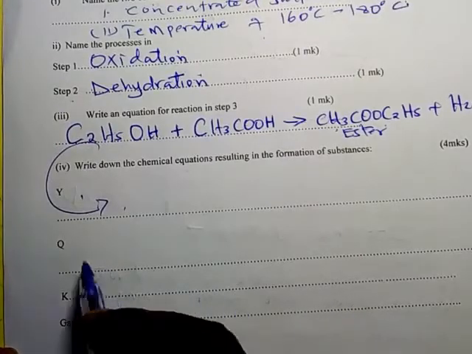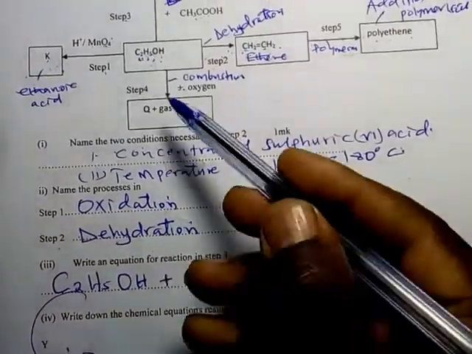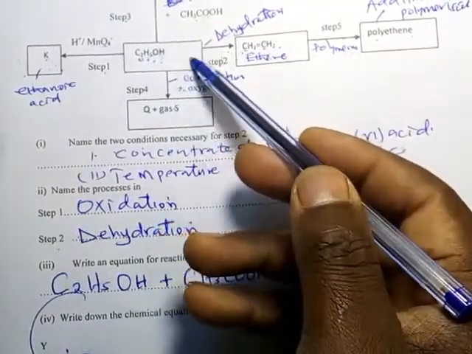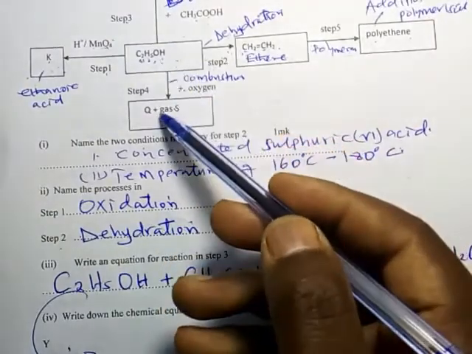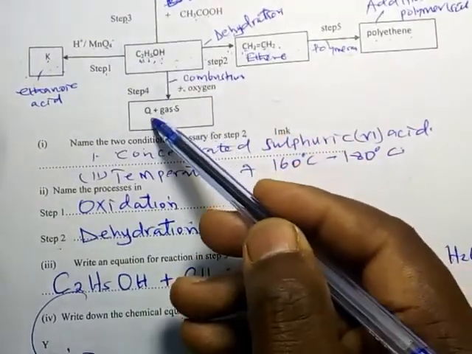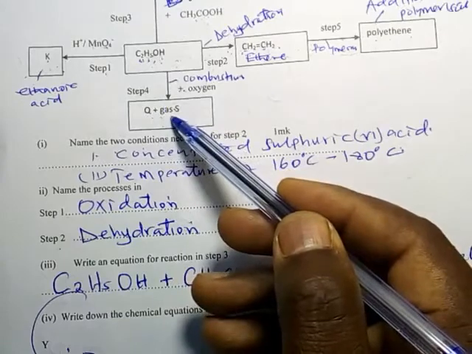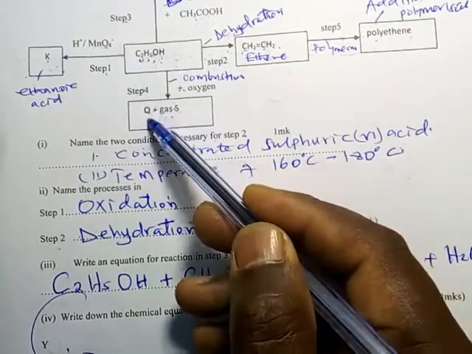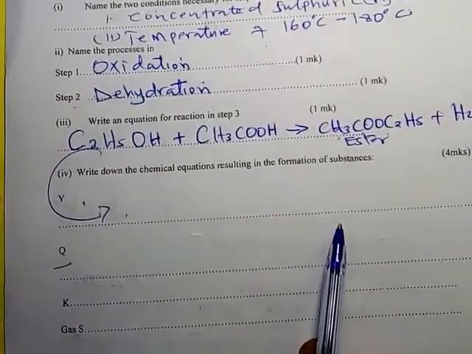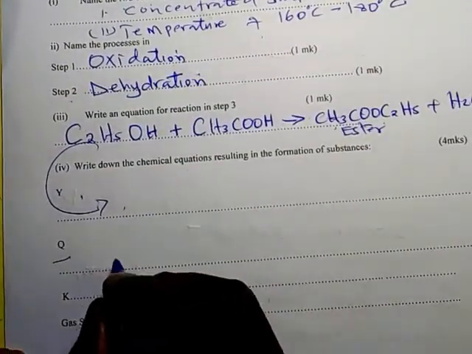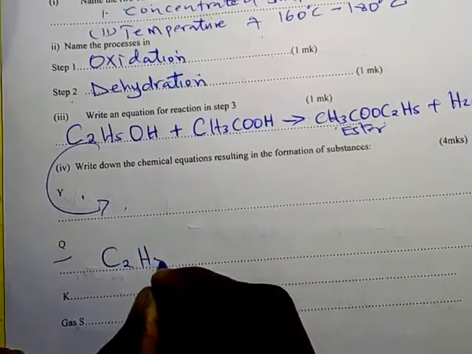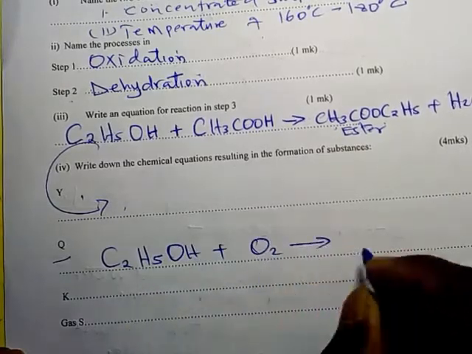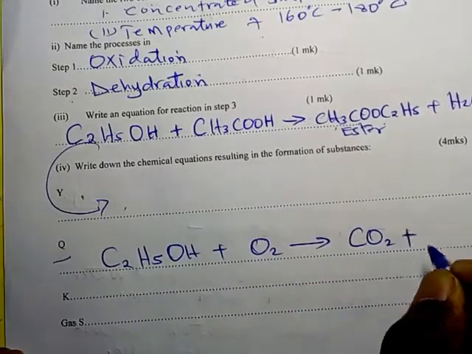The equation for the formation of Q. So we go to substance Q. Substance Q is from the combustion of ethanol. Ethanol is an organic compound, and when it burns, it forms carbon dioxide and water. So gas S is carbon dioxide, and liquid Q is liquid water. So you should know that. Now ethanol plus oxygen, it burns to give us CO2 plus water.